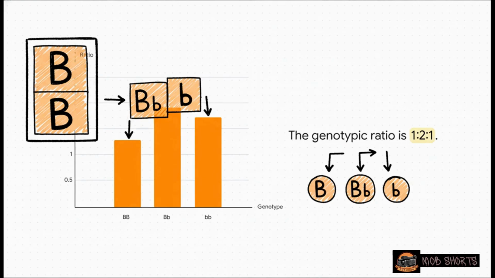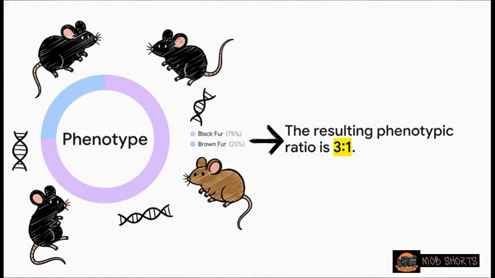So let's break down the genotypes. What do we have? We have one box that's homozygous dominant, BB. We have two boxes that are heterozygous, Bb. And we have one box that's homozygous recessive, little b little b. That gives us our classic genotypic ratio, 1 to 2 to 1. Remember that one.